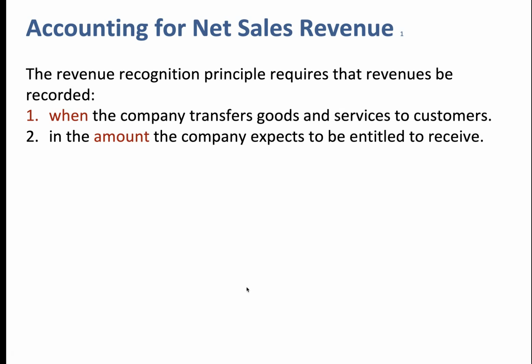When we talk about the revenue recognition rule, we talk about when we should recognize revenue, which is when revenue is earned. So the revenue recognition principle requires that revenues be recorded when the company transfers goods or services to customers and in the amount that the company expects to be entitled to receive.